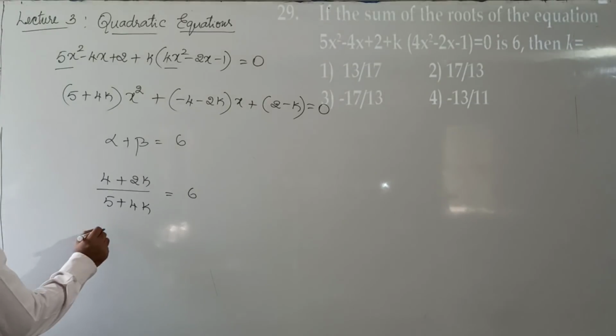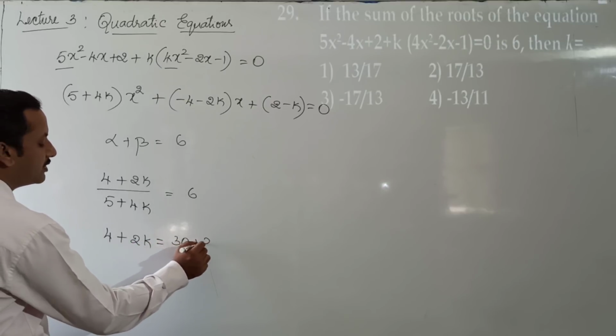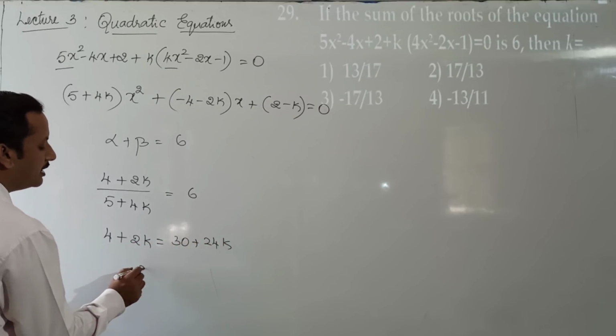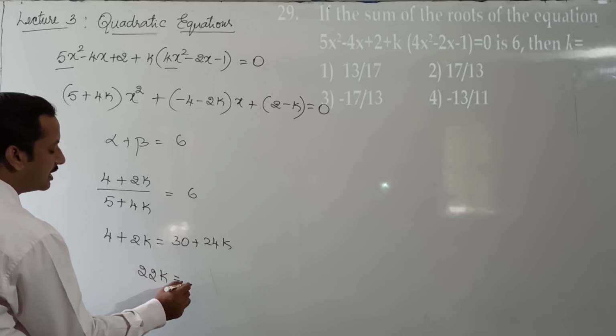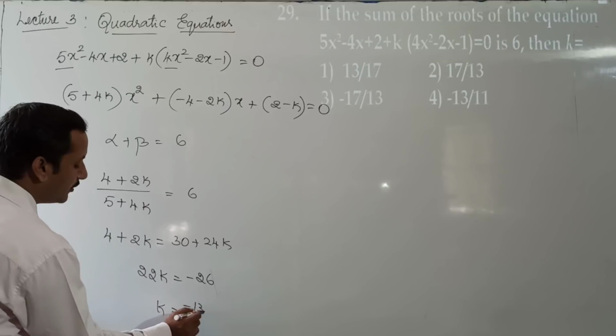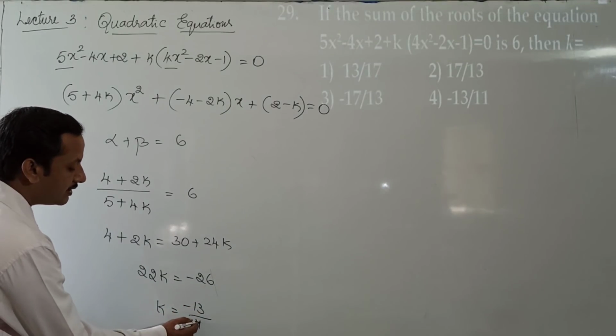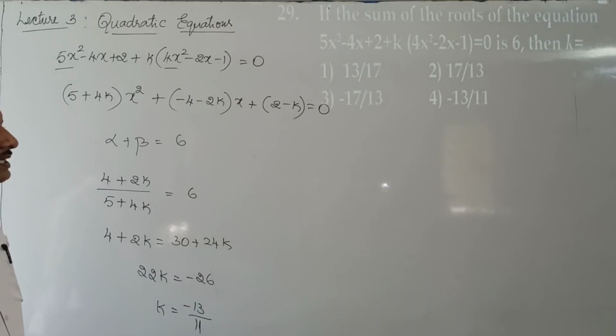Cross multiply. 4 plus 2k is equal to 30 plus 24k. Hence 22k is equal to minus 26. So k is equal to minus 13 by 11. Minus 13 by 11, which is the fourth option.